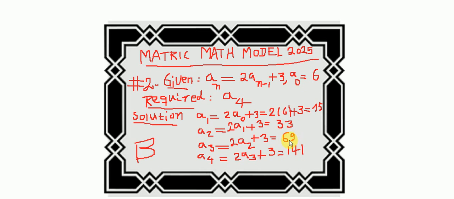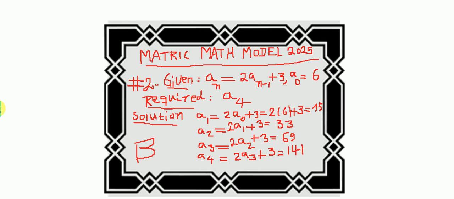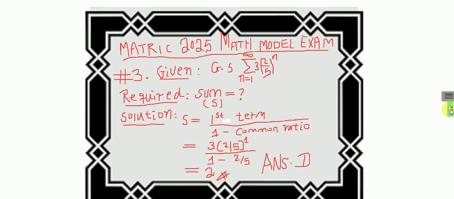138. 138 plus 3 is 141. So the answer becomes, what is the answer? 141 means this B. The answer for number 2 is B. Yes. Next problem, number 3.